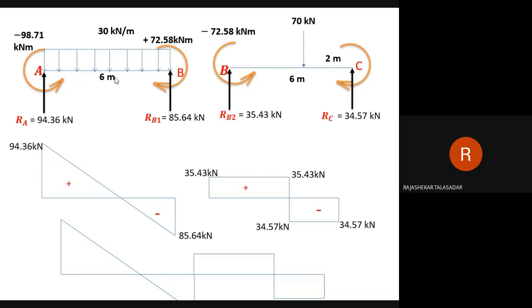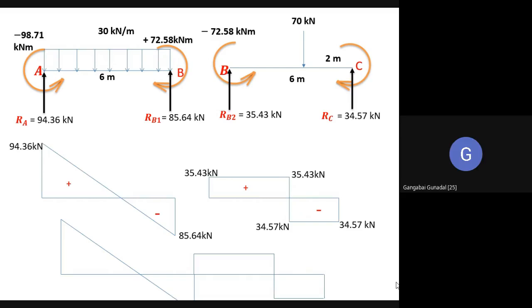94.36 minus 30 into 6. How much will it be? Quickly you have to tell. I said keep the calculator ready with you. What is the value? 94.36 minus 30 into 6.